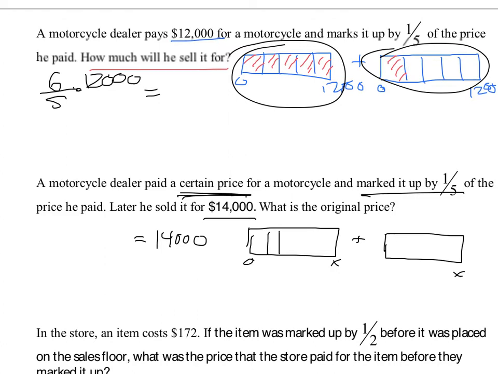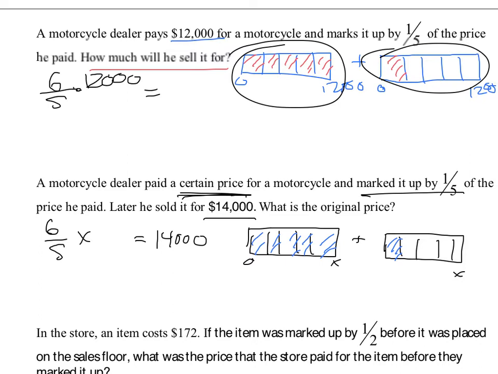I know that whatever the original price was, I paid that original price, plus I paid an additional 1/5 of that original price. So in total, I paid 6/5 of that original price. So I end up saying 6/5 of that original price that I don't know was equal to the $14,000 that I paid for this. And so we have this equation to solve.